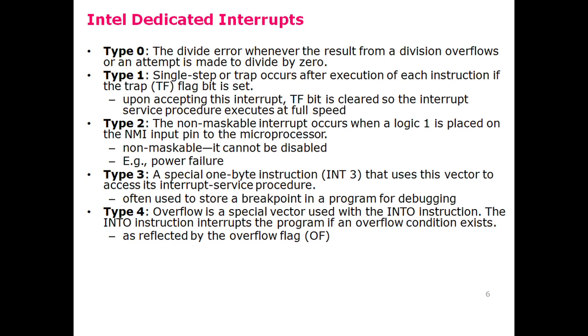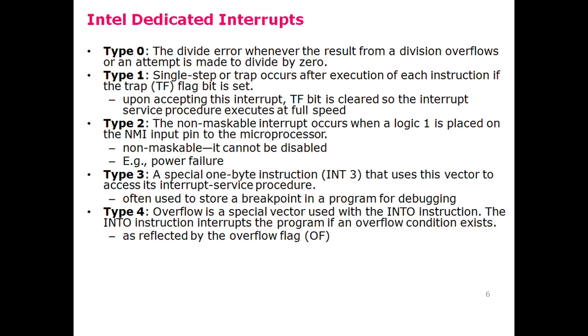So when this interrupt is accepted, the trap flag is cleared or trap is disabled, so that the interrupt service procedure executes at full speed. Normally when an interrupt service procedure is being executed, it is better to disable the interrupt flag and the trap flag so that other interrupts are not accepted and the interrupt service procedure is executed at full speed.